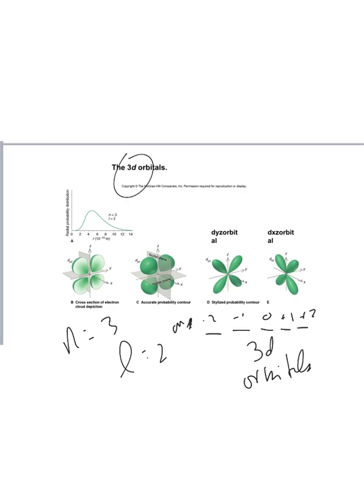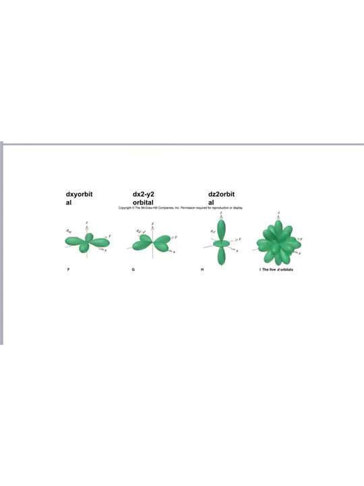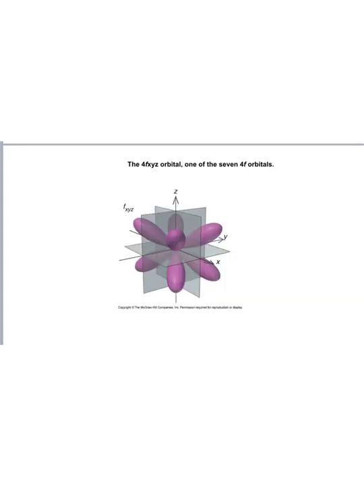I don't know if your teacher makes you name them. We don't make them, the students name them. One of them looks weird. 4 of them look like 4-leaf clovers, and then this one looks like a p orbital with a donut around it. When you mix them all together, it kind of looks like a crazy balloon animal.